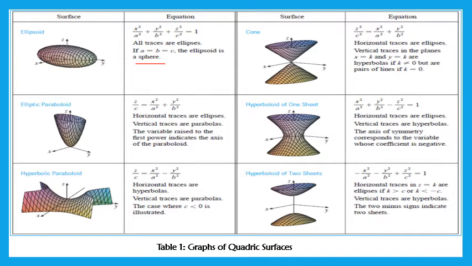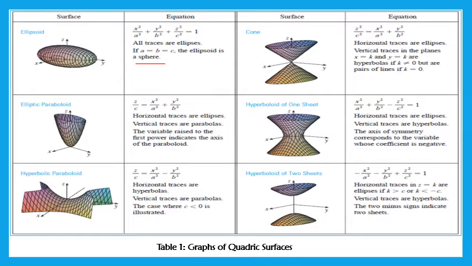Okay, another surface is a hyperboloid of one sheet. Ang formula ng hyperboloid of one sheet is x squared over a squared plus y squared over b squared minus z squared over c squared equals 1. Okay, horizontal traces niya are ellipses. Vertical traces are hyperbolas. The axis of symmetry corresponds to the variable whose coefficient is negative. So, ang variable na may negative dito is si z squared over c squared. So, ibig sabihin, ang axis of symmetry natin dito is si z-axis.